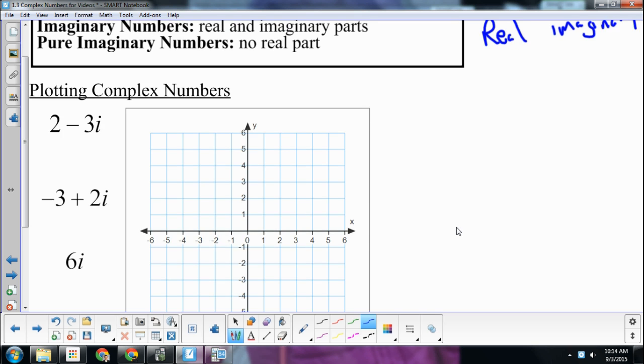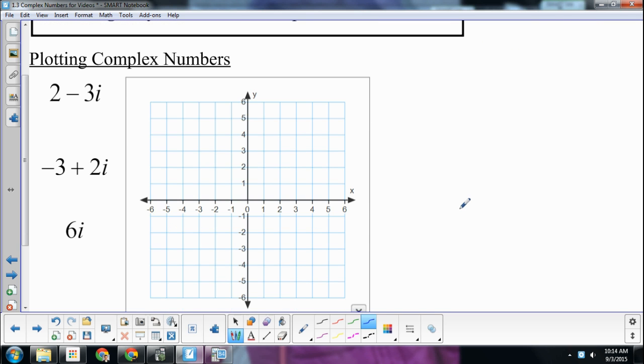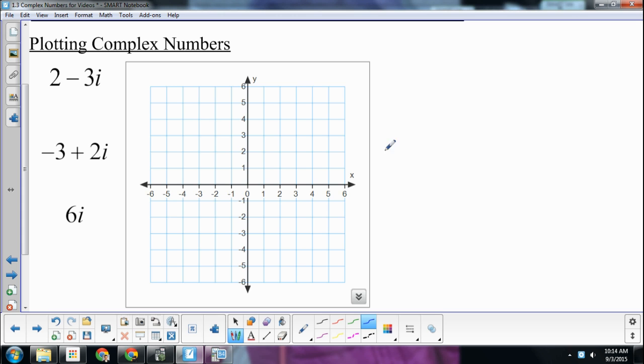The first thing we'll do with these complex numbers is plot them in the complex plane. You're used to seeing an xy axis in the Cartesian coordinate system, with an x-axis and a y-axis. What we're going to do is replace the x-axis with the real axis, and the y-axis we're going to replace and call the imaginary axis.